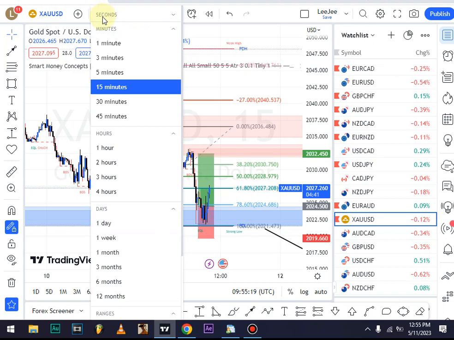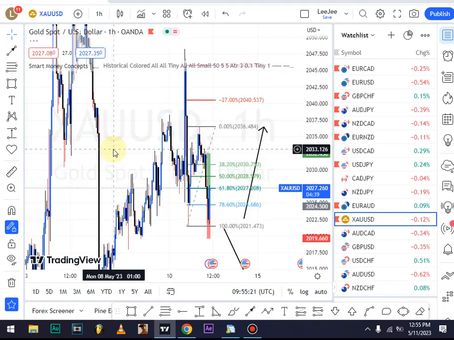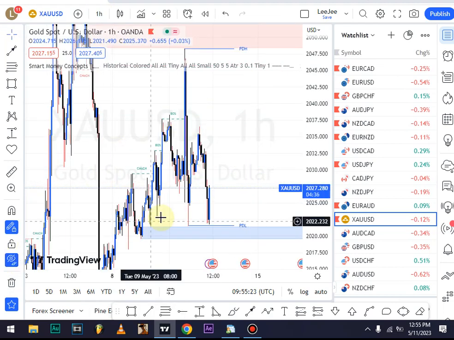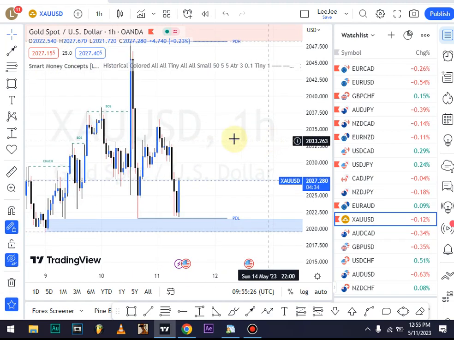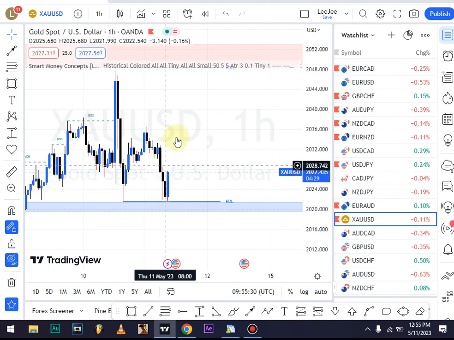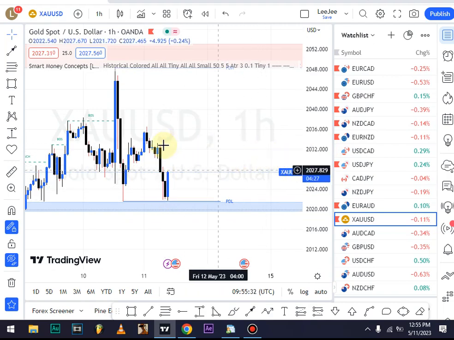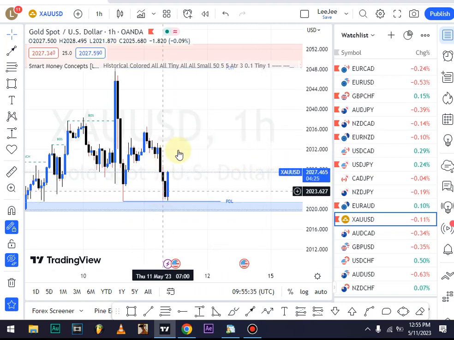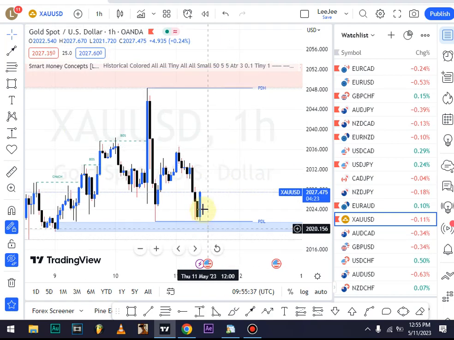Let's see what's happening. The 1 hour time frame. I believe that candlestick engulfed the previous one. Bingo. Yes. That's nice, gang. So you can see this candlestick that's about to close in the next 4 minutes has engulfed this previous one. So that's a very, very good sign that we are now going up.